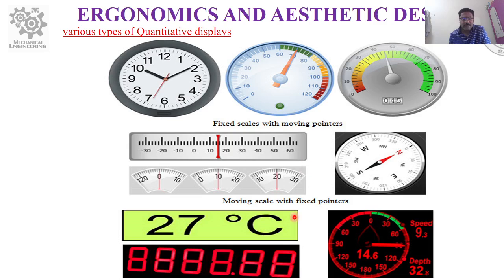And next is digital displays. See, the first one is 27 degrees centigrade. This is basic information about our climate, the present situation: 27 degrees centigrade, given digitally. So the exact time, the exact speed, and the exact location are given exactly. Observe where the speed is 9.3 at a depth of 32.2. So this type of display system gives basic information very clearly, with accuracy and efficiency.